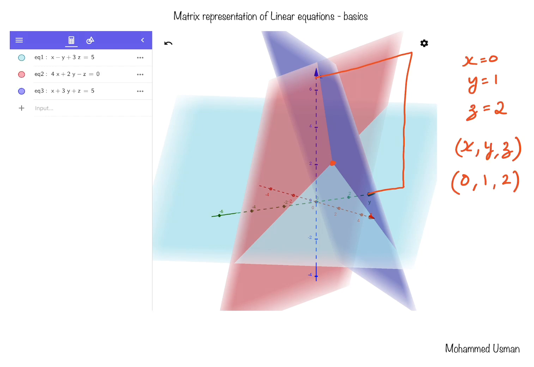So in terms of the graphical representation, it is the point of intersection, and in this particular case, that point of intersection happens to be on one of the walls of the room, if you look at this three-dimensional space as a room.